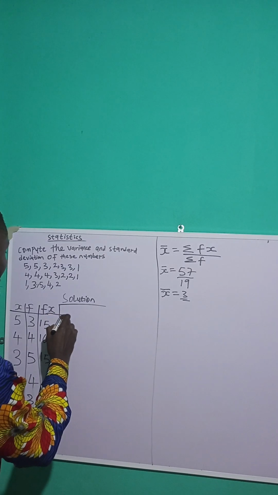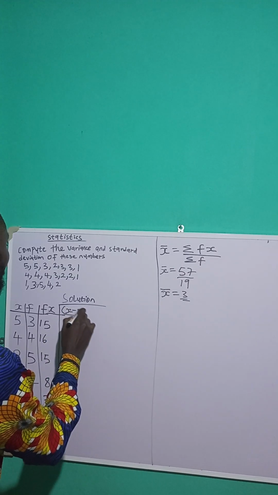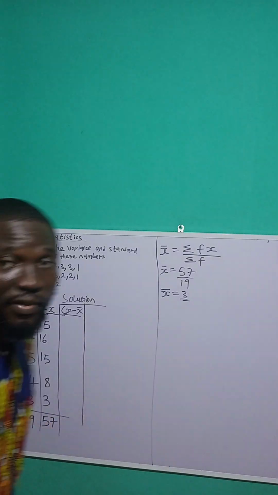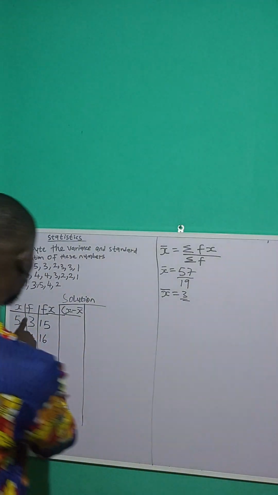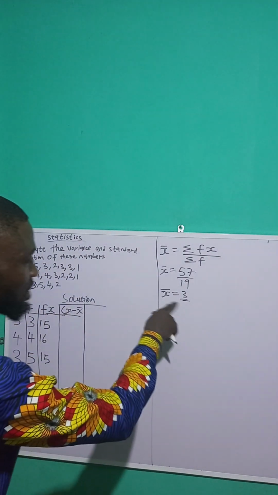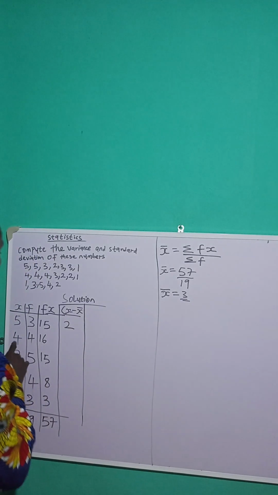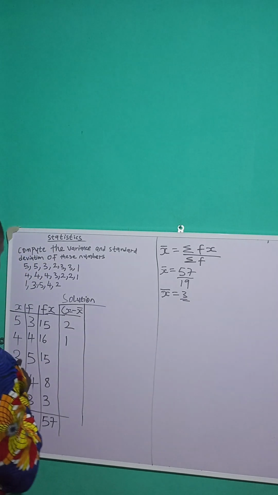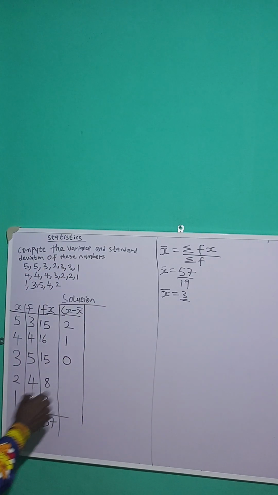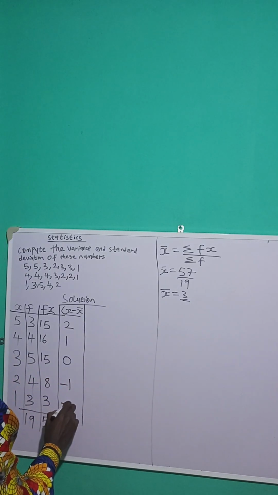So we'll draw another line and come here now and write, open a bracket, x minus x bar. x minus x bar is raw score minus mean. This raw score, which is x, minus x bar, which is mean. So 5 minus 3 is 2. 4 minus 3 is 1. 3 minus 3 is 0. 2 minus 3 is minus 1. And 1 minus 3 is minus 2.